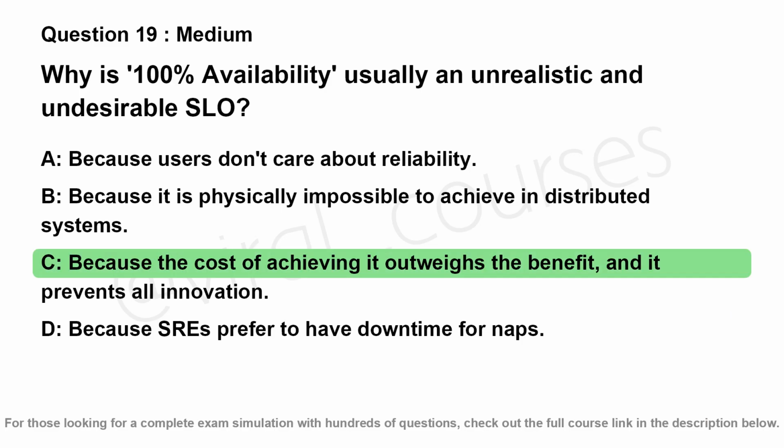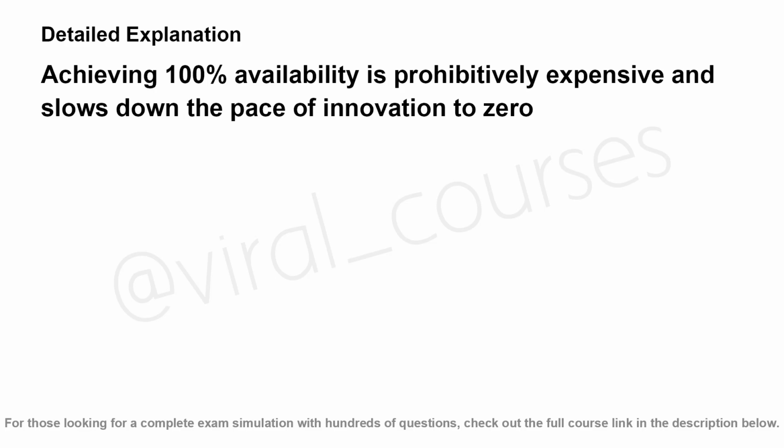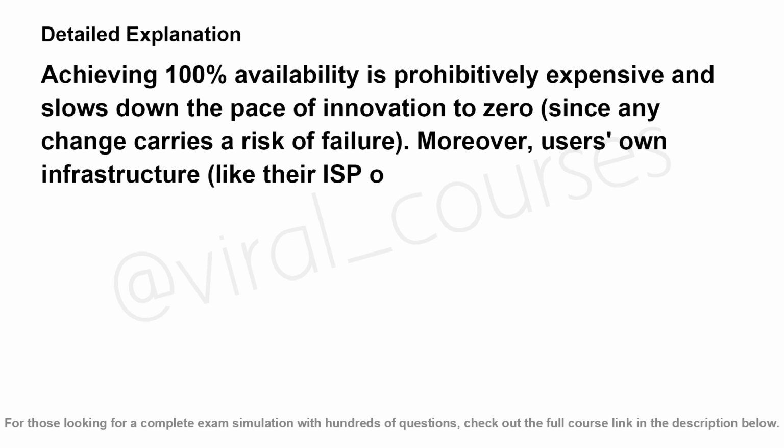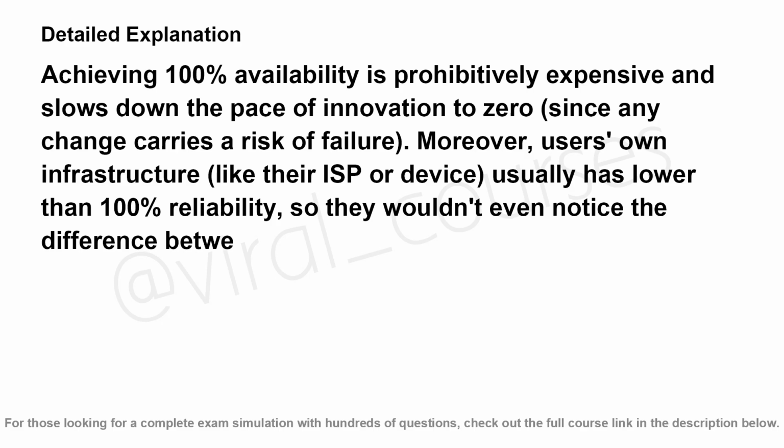The correct answer is C. Achieving 100% availability is prohibitively expensive and slows down the pace of innovation to zero, since any change carries a risk of failure. Moreover, users' own infrastructure, like their ISP or device, usually has lower than 100% reliability, so they wouldn't even notice the difference between 99.99% and 100%.